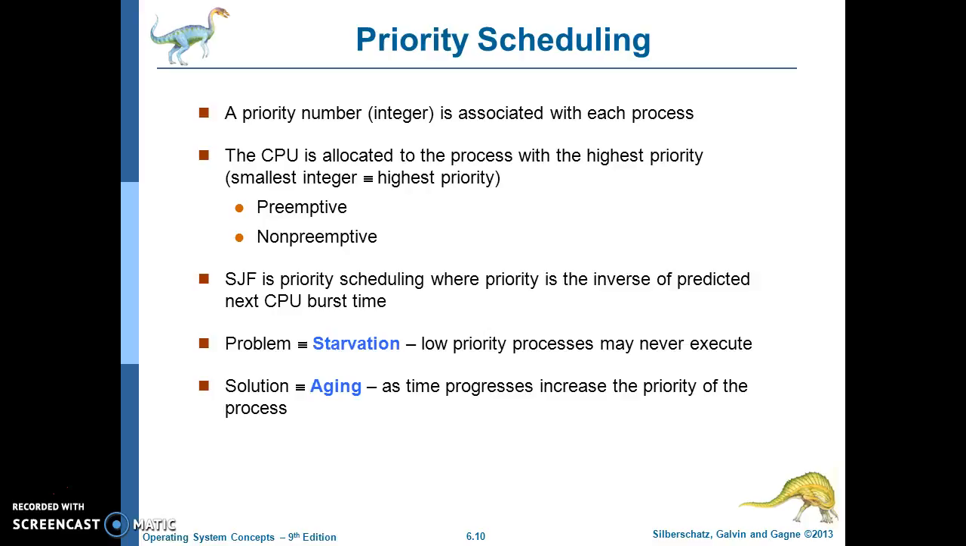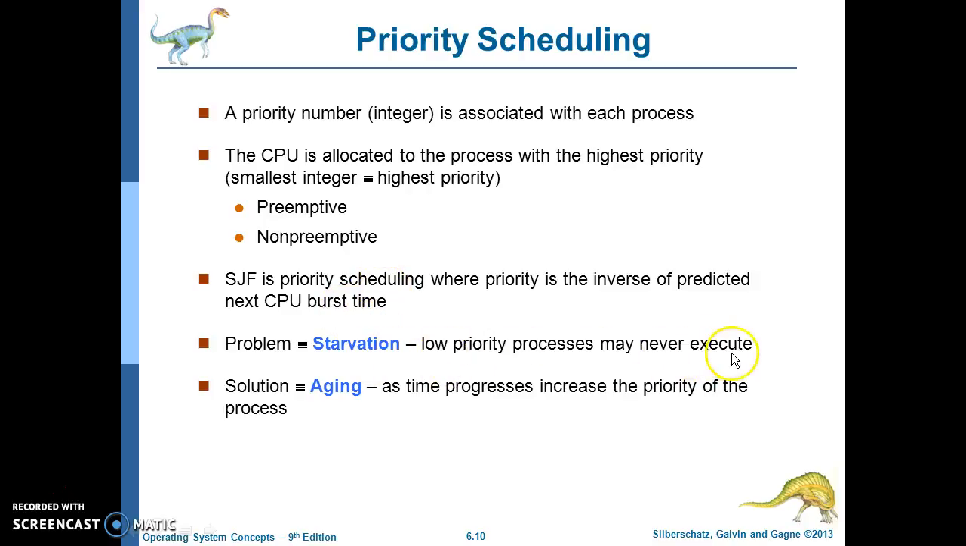Next we have priority scheduling. A priority is associated with each process. The CPU is allocated to the process with the highest priority. The smallest integer equals the highest priority. It can be preemptive or non-preemptive. In SJF, which is a priority scheduling, the priority is the inverse of the predicted CPU burst time.